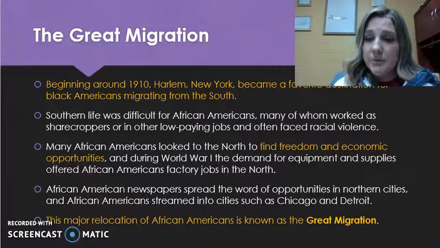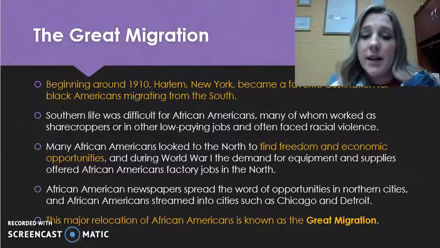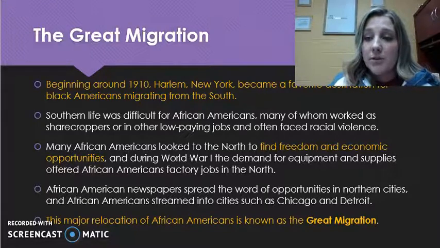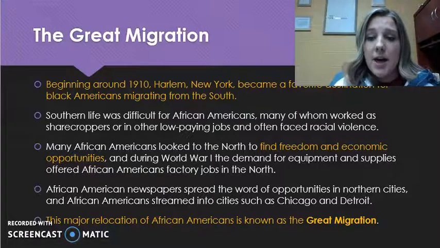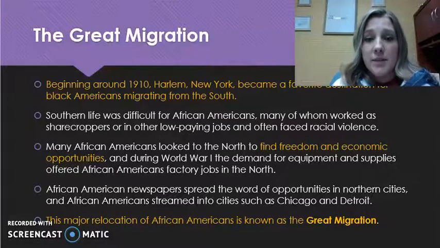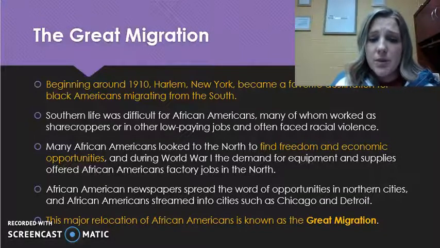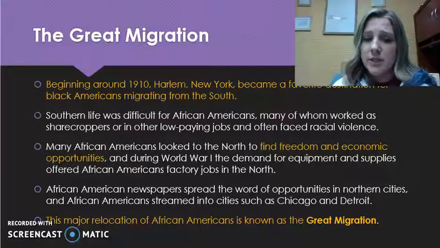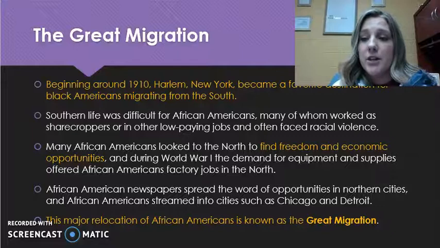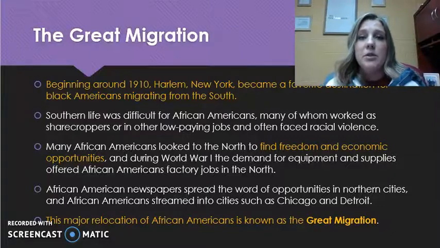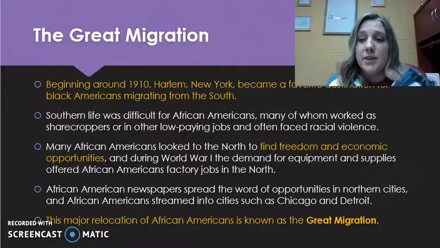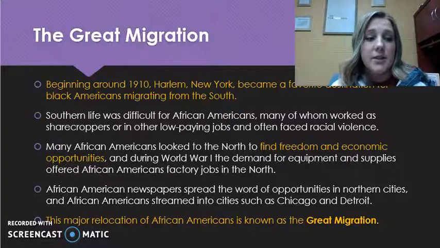They looked to find freedom and economic opportunities. Gotta highlight that. And during World War I, they were offered those opportunities because jobs were available. There was a demand for a lot of equipment, a lot of supplies, and they needed the factories to produce large amounts. So they hired African Americans in those factories to fill those jobs. Newspapers spread the word of opportunities in northern cities, and African Americans started moving from the southern states to the northern states. This became known as the Great Migration. So on your notes there, go ahead, put a little star after you highlight the Great Migration, because that's one of the main things we're going to talk about with this section.